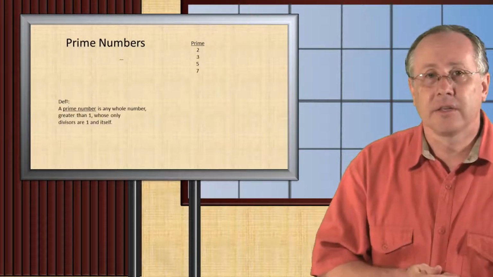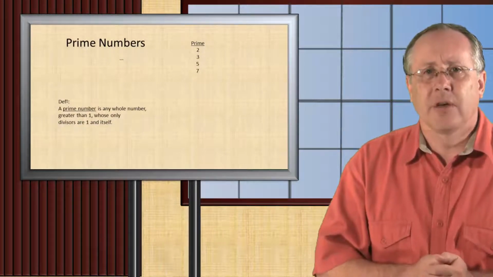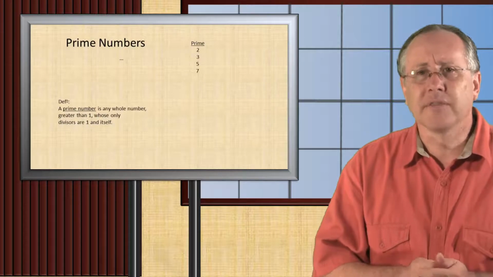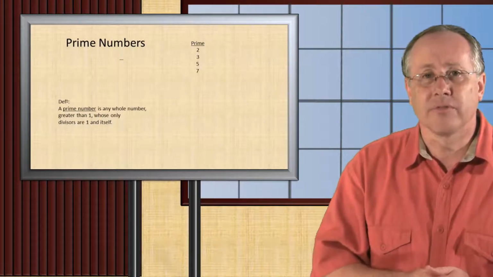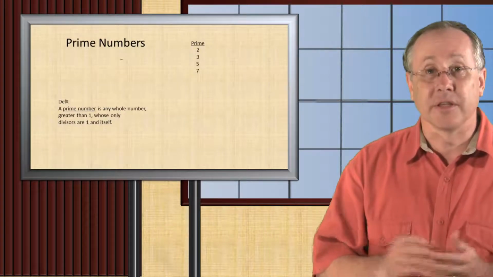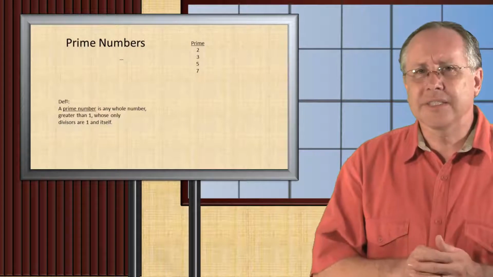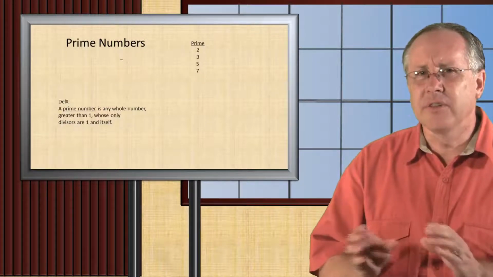9 fails because 3 goes into it. How about 11? Yeah, 11, nothing goes into 11 but 1 and itself. 13? Yeah, nothing goes into 13 but 1 and itself. 15? Well, 15, that's kind of like the even numbers.